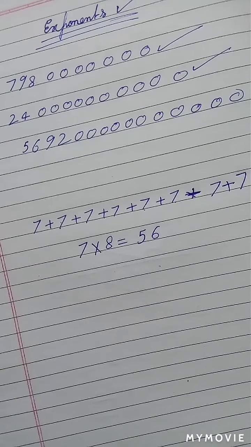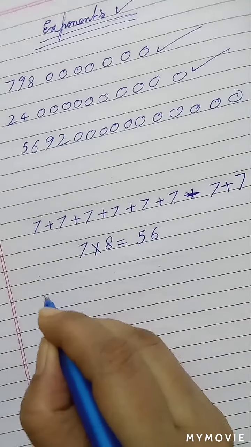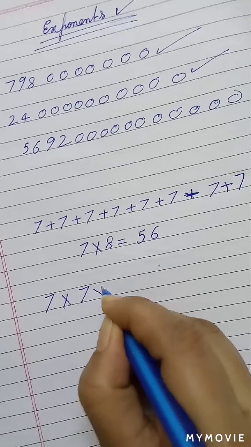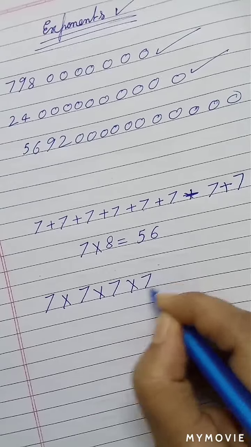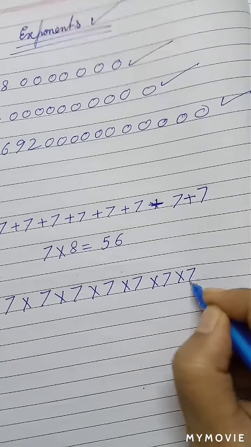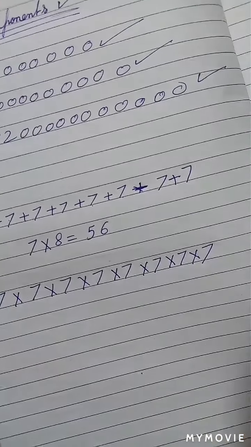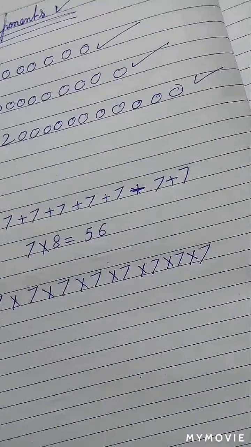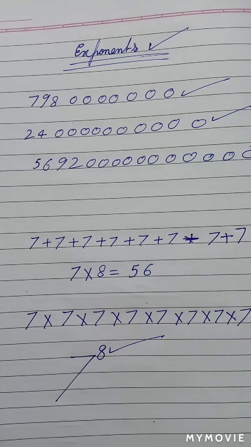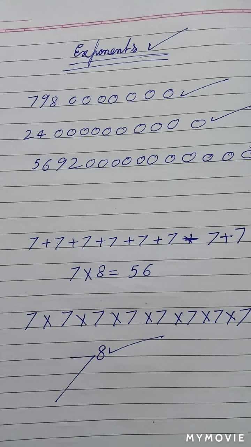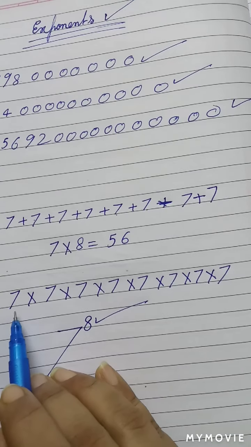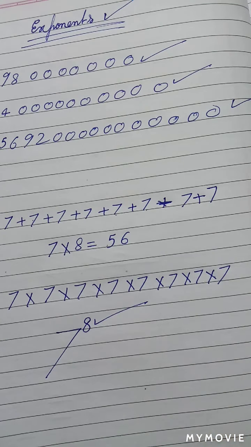Now just imagine if we multiply 7 like this 8 times. 7 into 7 into 7 into 7 into 7 into 7 into 7 and one more 7. So in this case we use exponents. In such a situation we use exponents to represent this number. We have multiplied the same number several times.